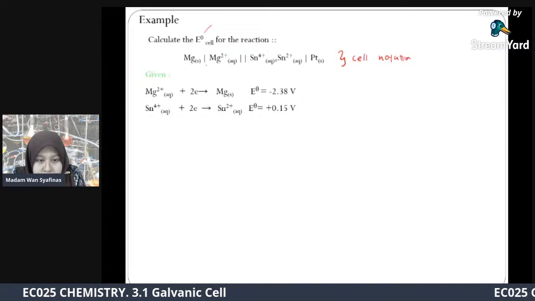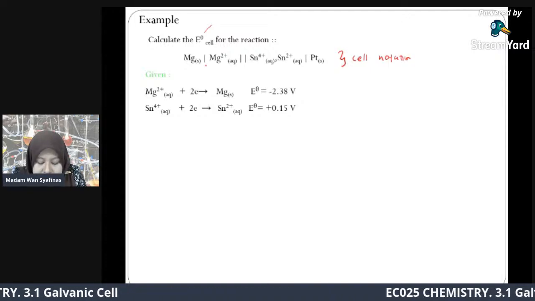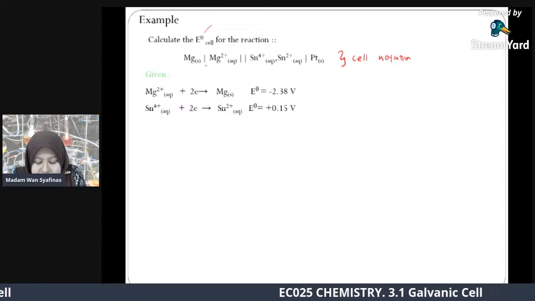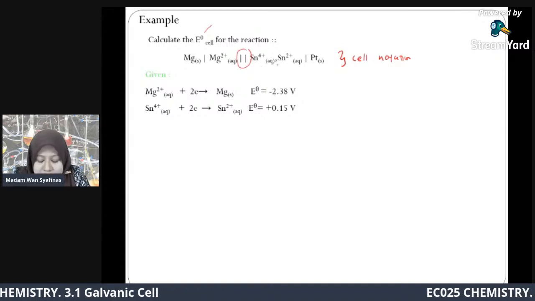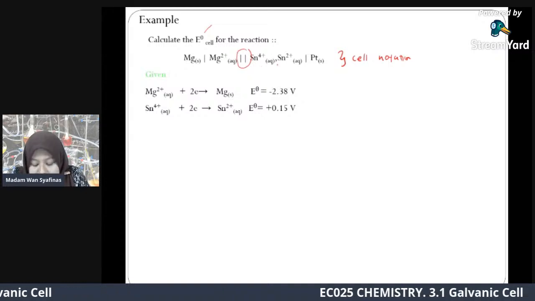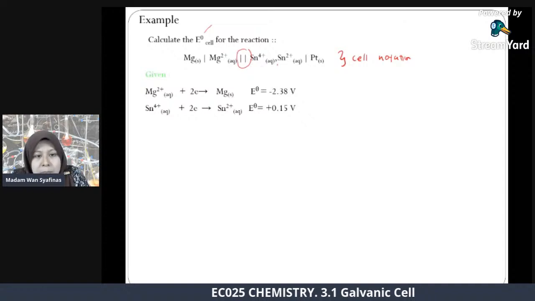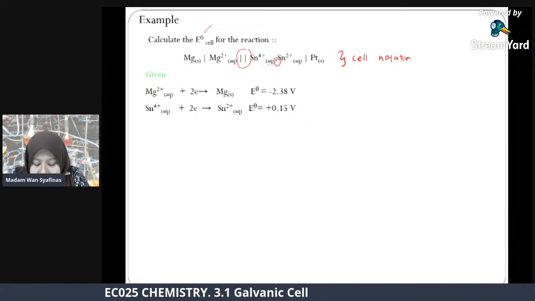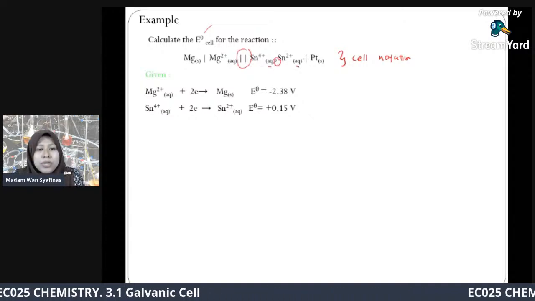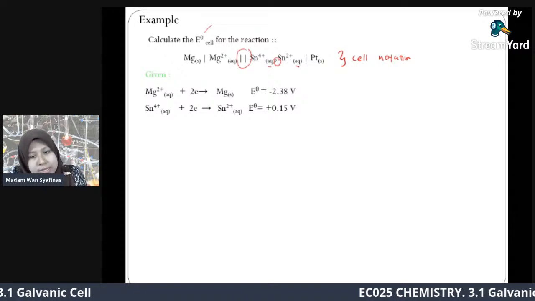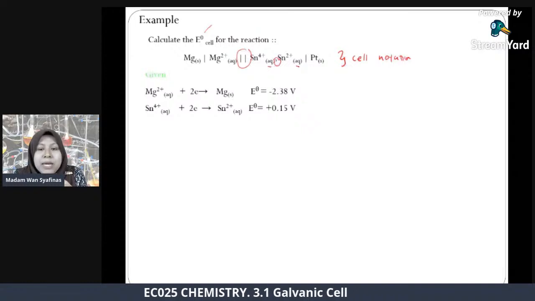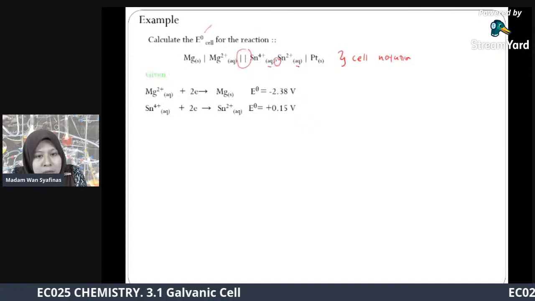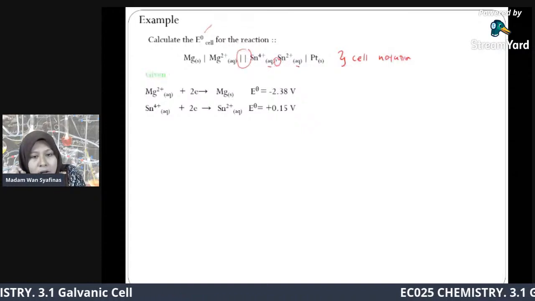Then dia ada phase boundary. Then dia dapat Mg2+ aqueous ion. Then dia ada salt bridge. Dia ada Sn4+ aqueous ion, comma, Sn2+. Okay, kalau kamu tengok dekat sini, kita tak letak phase boundary, kita letak comma je. Sebab apa kita letak comma? Sebab kat sini aqueous dengan aqueous. Phase boundary kita letak kalau dia different phase. Solid aqueous different phase, so kena ada phase boundary, kena ada garisan tu. Tapi kalau dia melibatkan phase yang sama, aqueous dengan aqueous, so kita letak comma je.